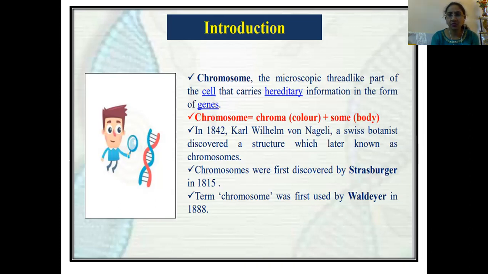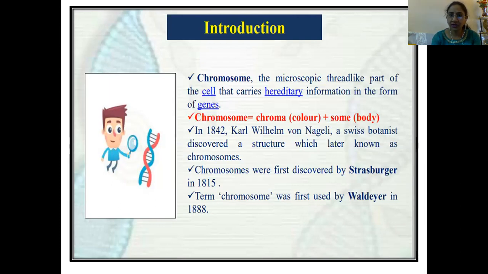If we divide the word chromosome, it has two parts, chroma and zome. Chroma means color and zome means body. So they are the colored bodies, seen at different stages of cell division, mitosis and meiosis. They take different stains, and that is why they are called colored bodies.